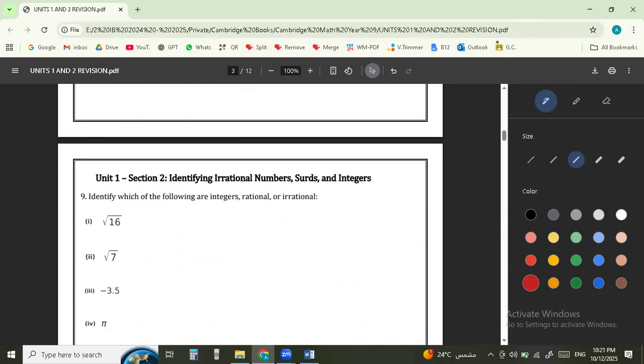Square root of 16, identify which of the following are integers. Let's say rational or irrational. Okay, rational or irrational. Square root of 16 is actually going to be an integer because it's going to give me a 4, which is rational. While square root of 7 is a third, so it is irrational. This is what? Terminating decimal. It ended, even if it's negative, I don't care, but the decimal ended, so it is rational. Pi, we agree pi is irrational.